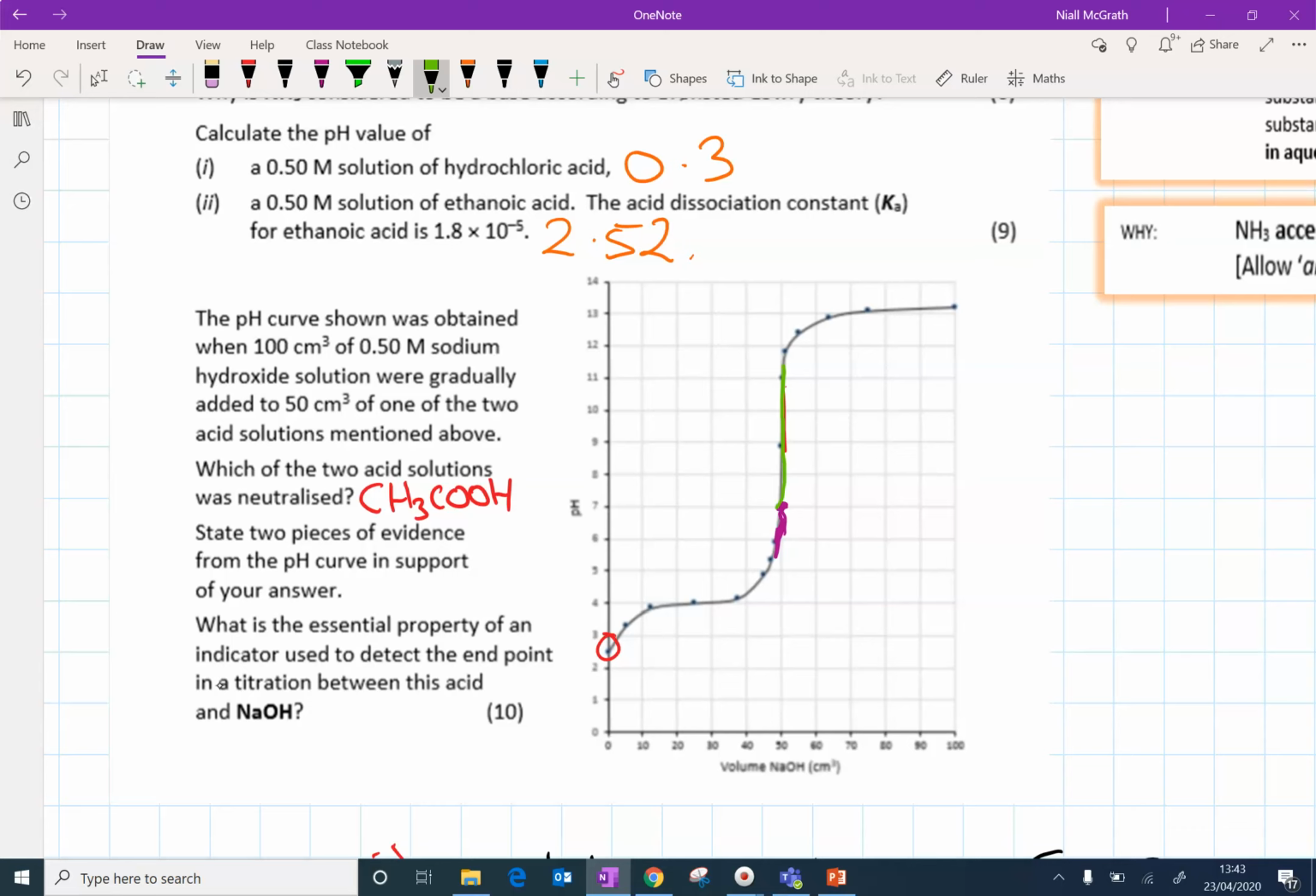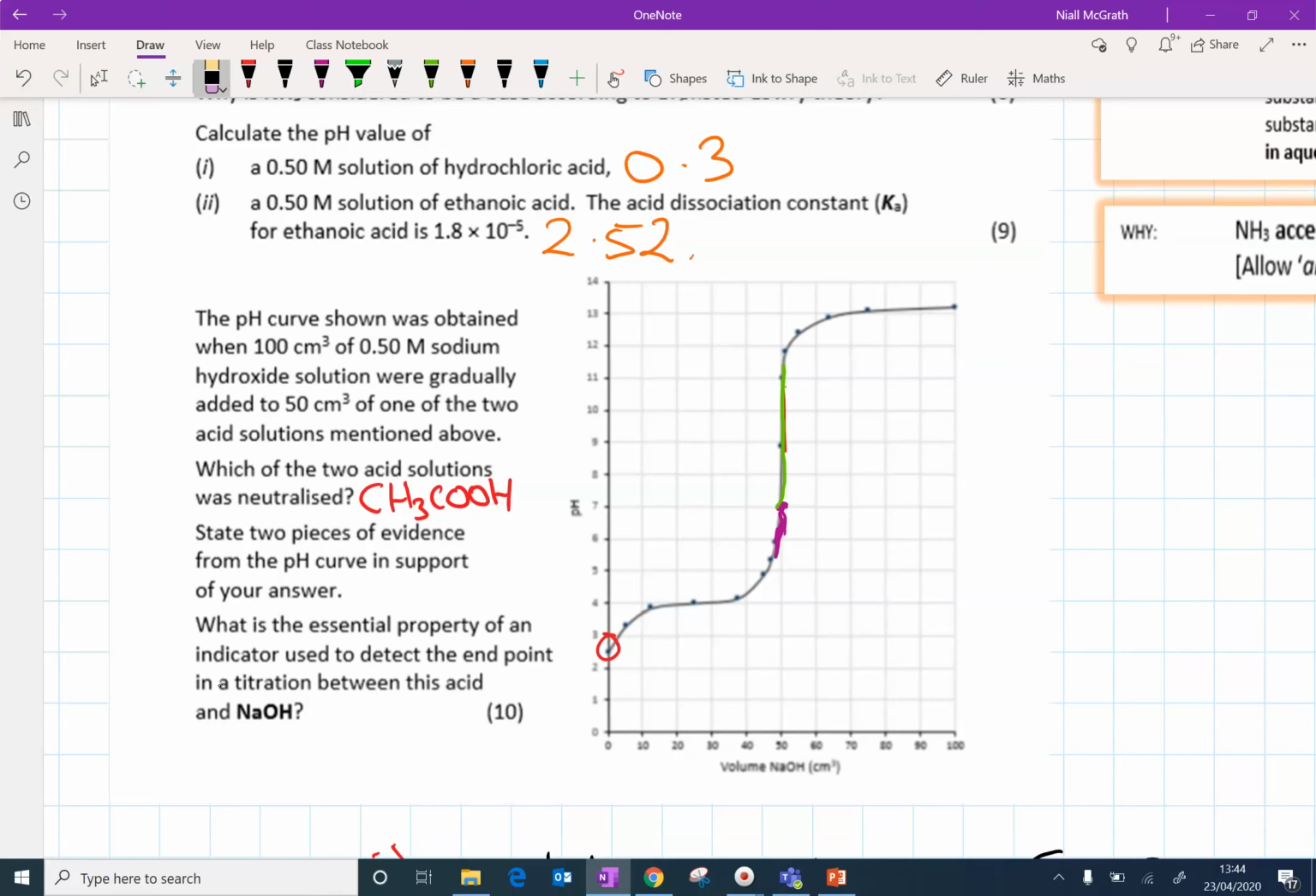Then, what is an essential property of an indicator used to detect the endpoint in a titration between this acid and NaOH? You need an indicator that will work in the range of when that graph is vertical. If we look at when that graph is vertical, it's vertical between about 6 and 11. So you need an indicator that will work in that range.